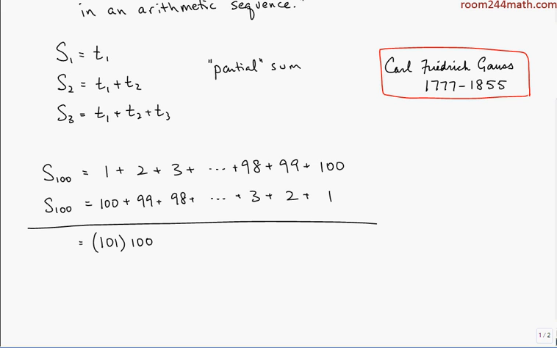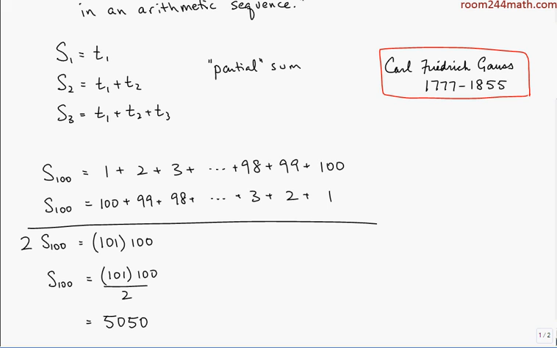There's only one slight thing we have to do to make this work, because this isn't really S100. We've doubled it because we've added the sequence to itself. So we have 2 times S100. So to get S100, we just have to divide the thing on the right by 2. And you can see Gauss may well have done it this way, because this is a pretty easy way to calculate it. 101 times 100 is just 10,100, divided by 2 is 5,050.